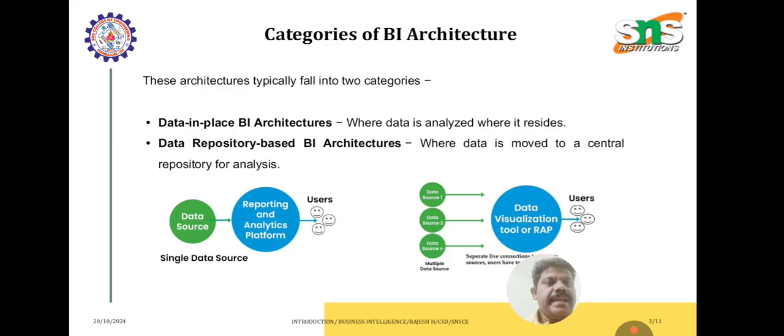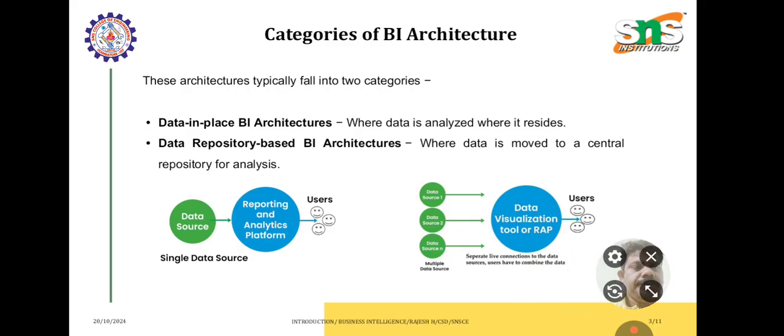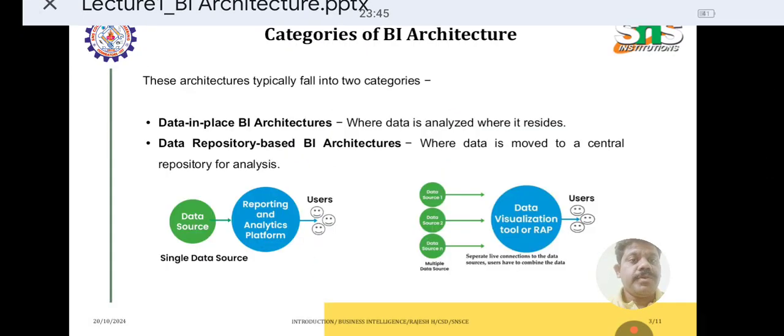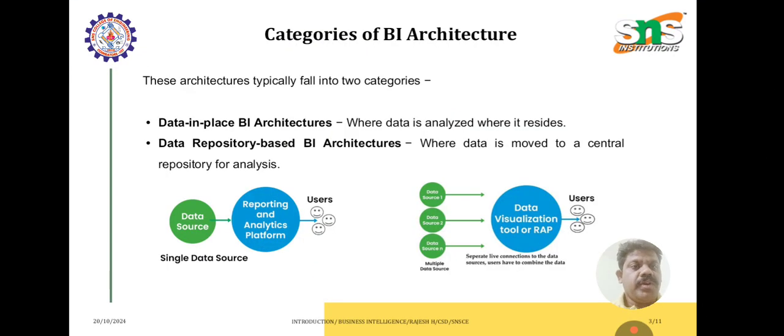So what are the two categories of business intelligence architecture? One is data in place. The other is data repository based business intelligence architecture. In the first category, the data is analyzed where it resides. In the second category, the data is moved to a central repository for analysis.